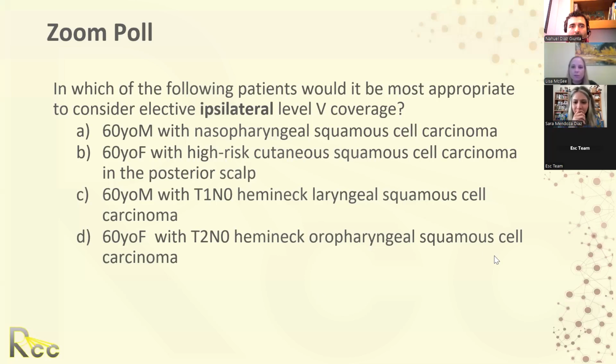And so looking at the poll in the chat, most of the people answered B, and that's correct, for high risk. Exactly. And so again, we're trying to bold the ipsilateral. So the cutaneous, you would just cover ipsilateral. Nasopharynx, you always cover bilateral.